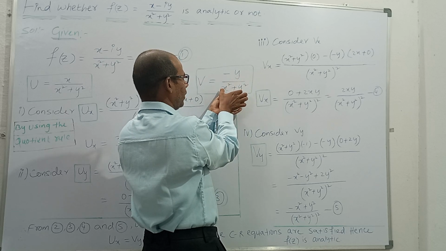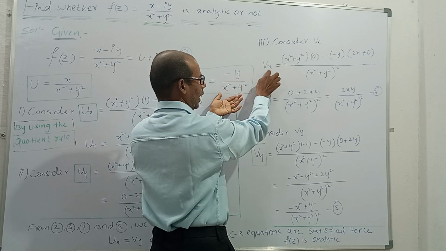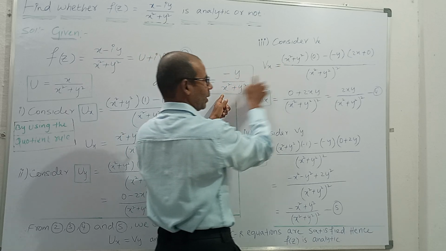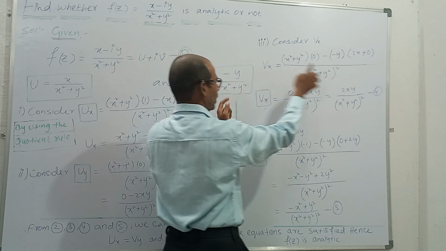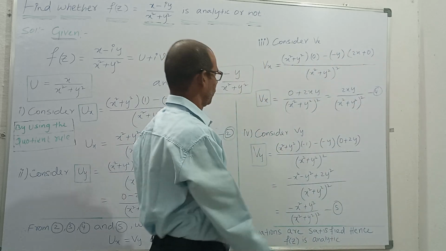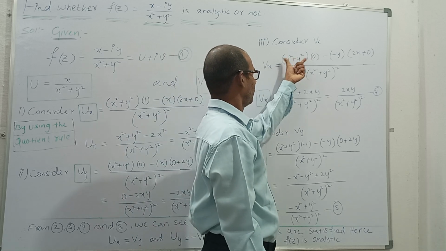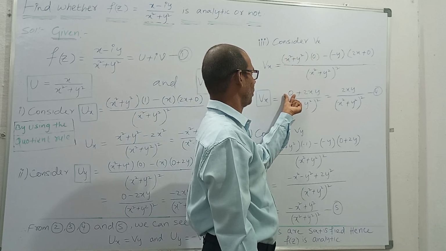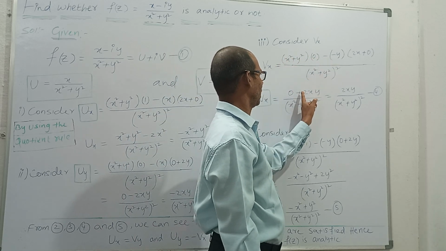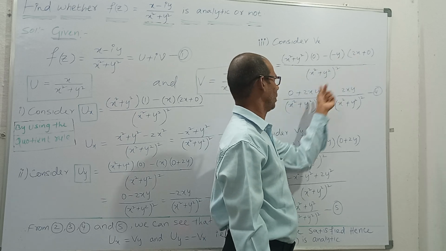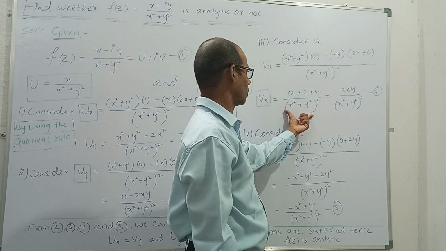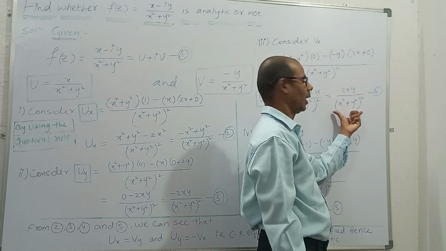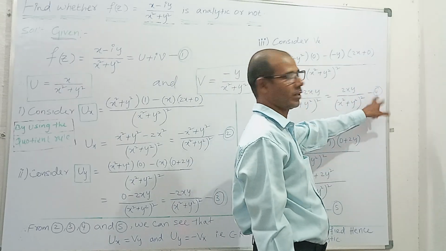So partial derivative of x square plus y square with respect to x. So partial derivative of x square will become 2x plus partial derivative of y square with respect to x will become 0. So now after simplifying this, x square plus y square into 0 will become 0, minus into minus will become plus, y into 2x will become 2xy. So 0 plus 2xy upon x square plus y square whole square will become 2xy upon x square plus y square whole square. So this is number 4.